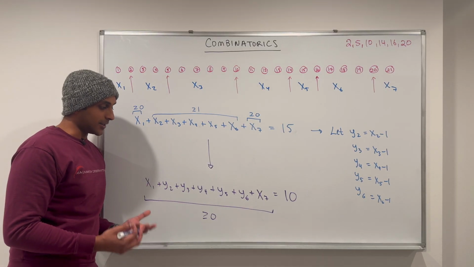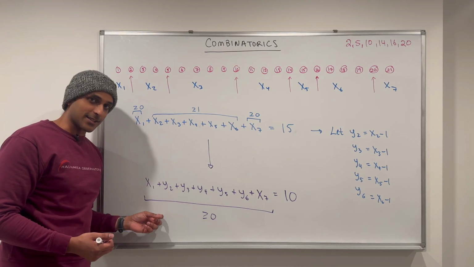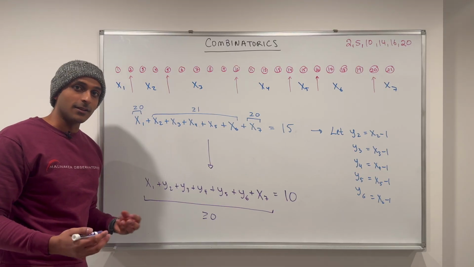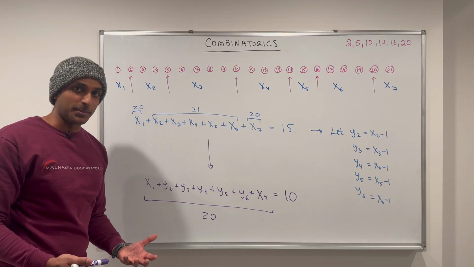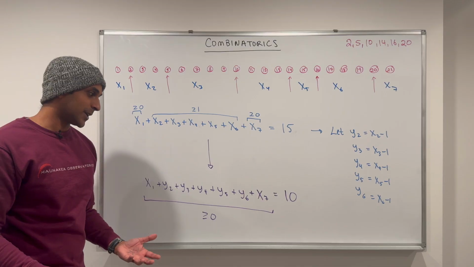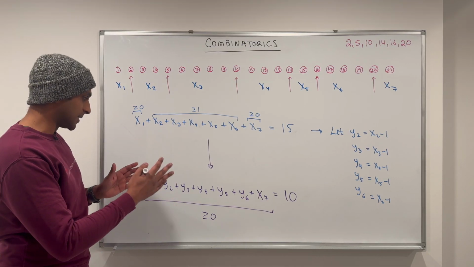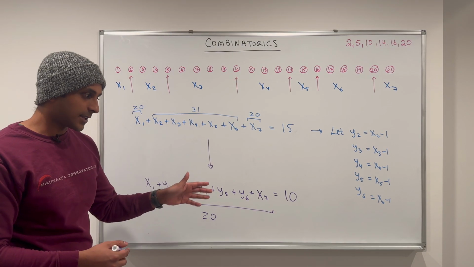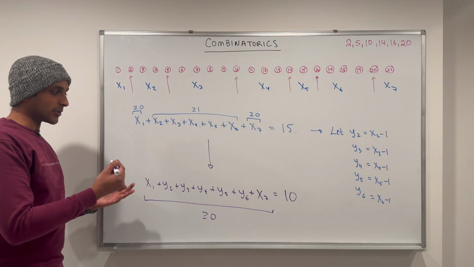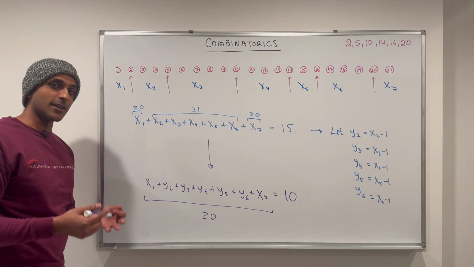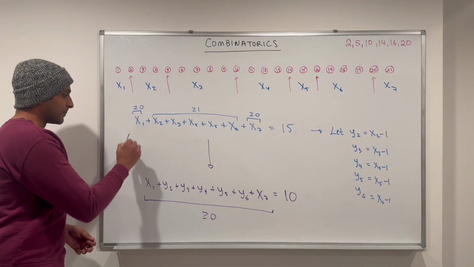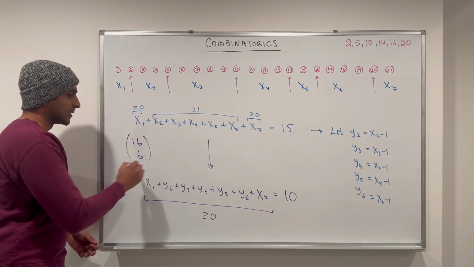And we want to count non-negative integer solutions to this equation. That's the answer to our question. Luckily, now it's easy because it's a simple stars and bars application. There are 7 variables, so there should be 6 bars, and there should be 10 stars. So the total number of solutions, and hence the answer to our question, is simply 16 choose 6.